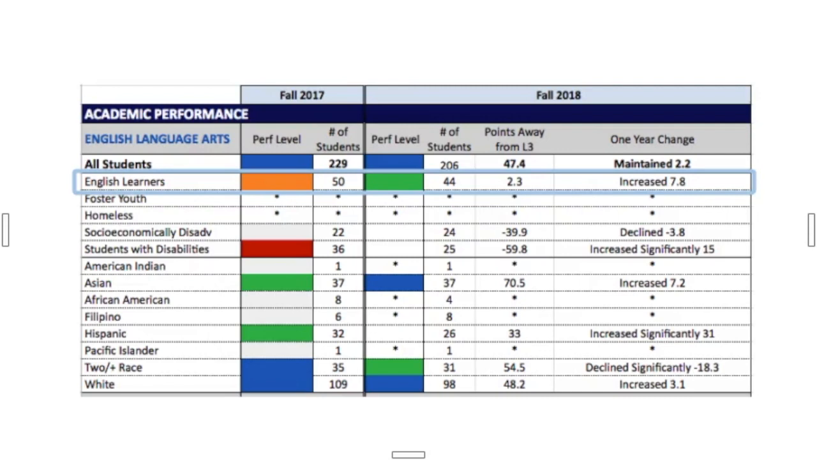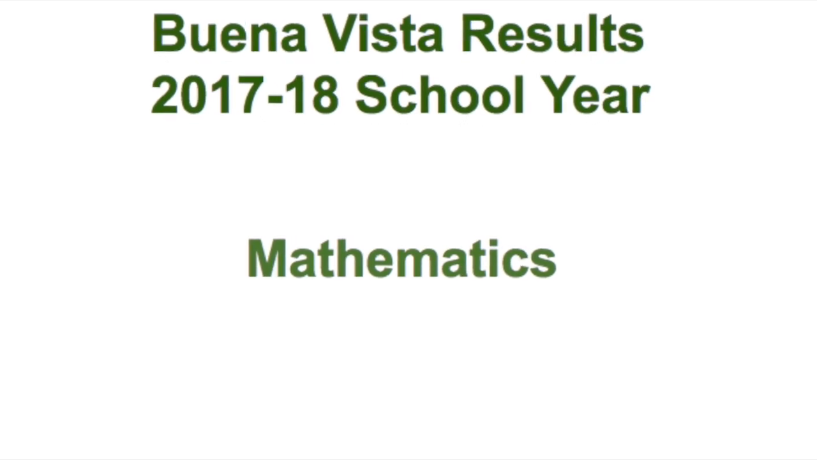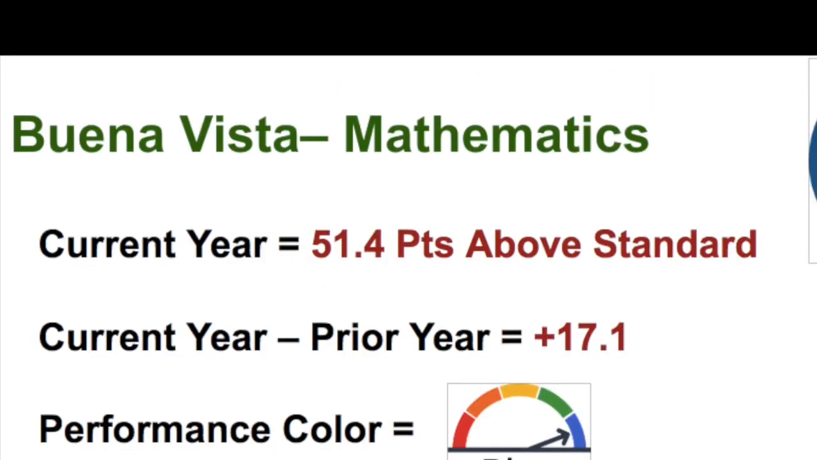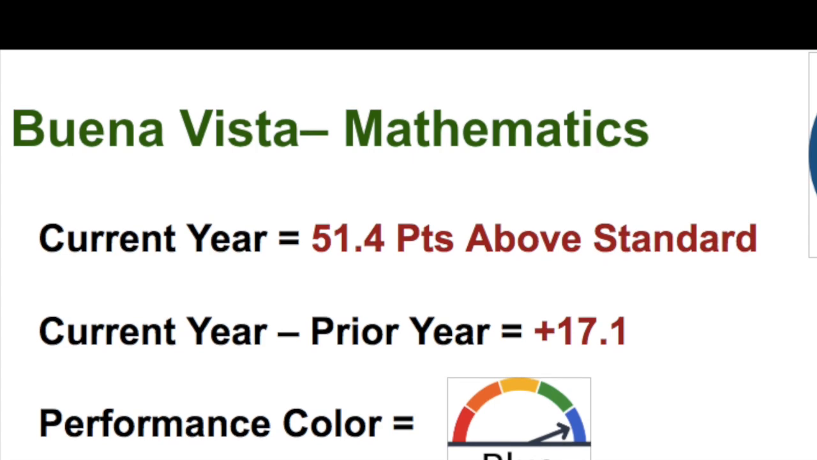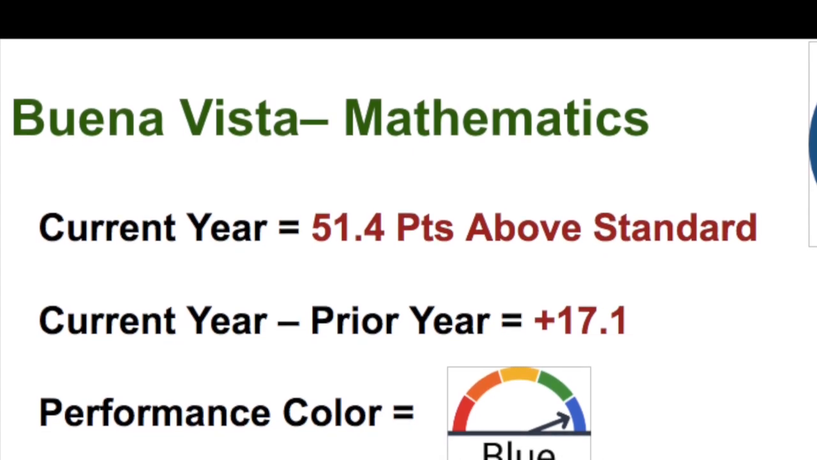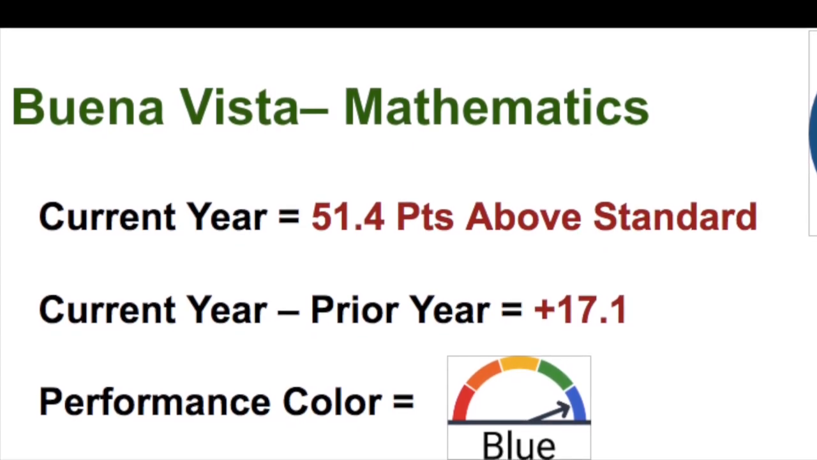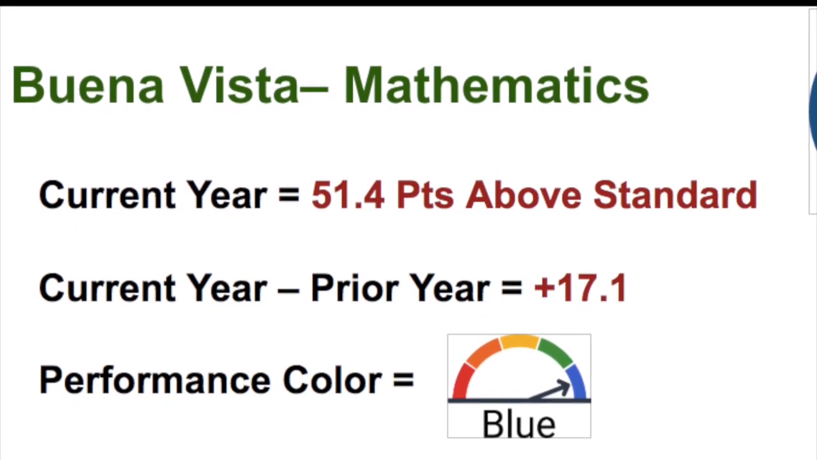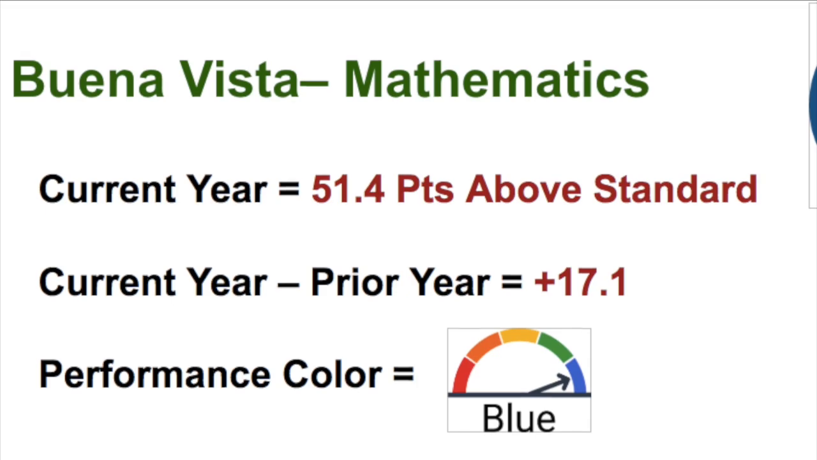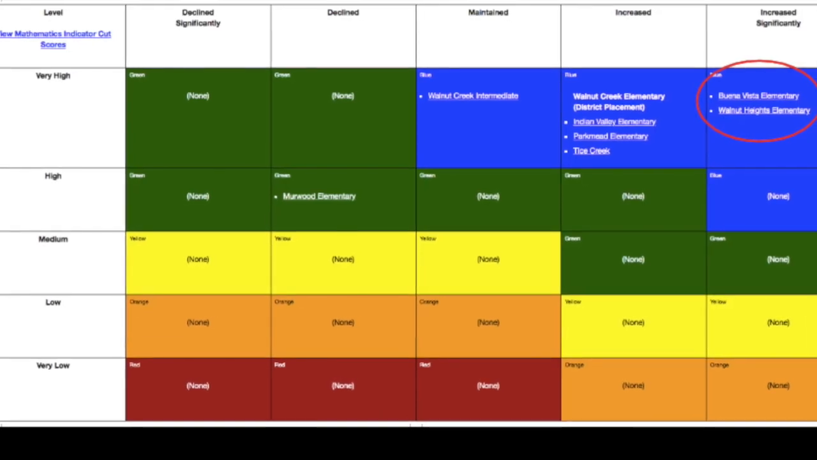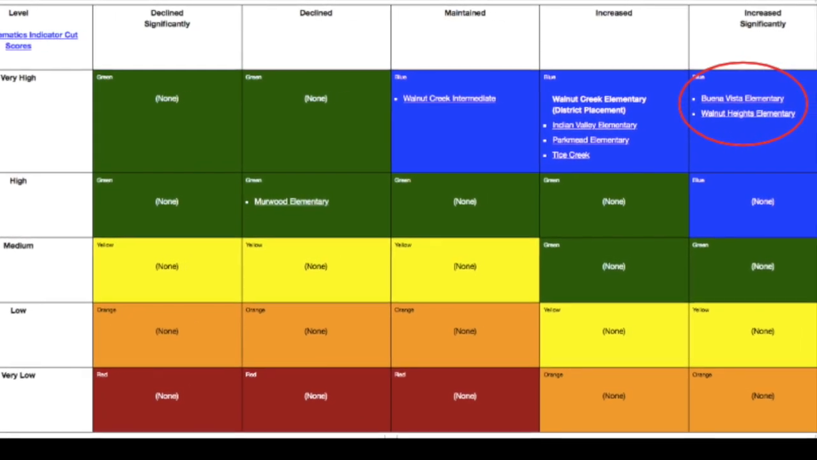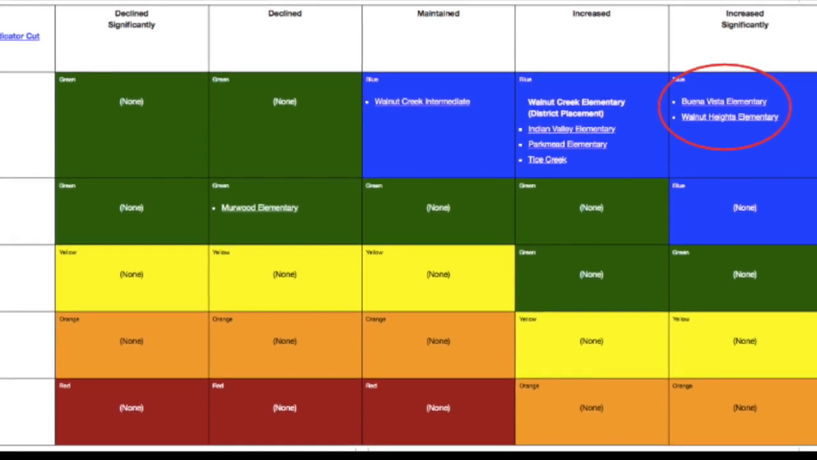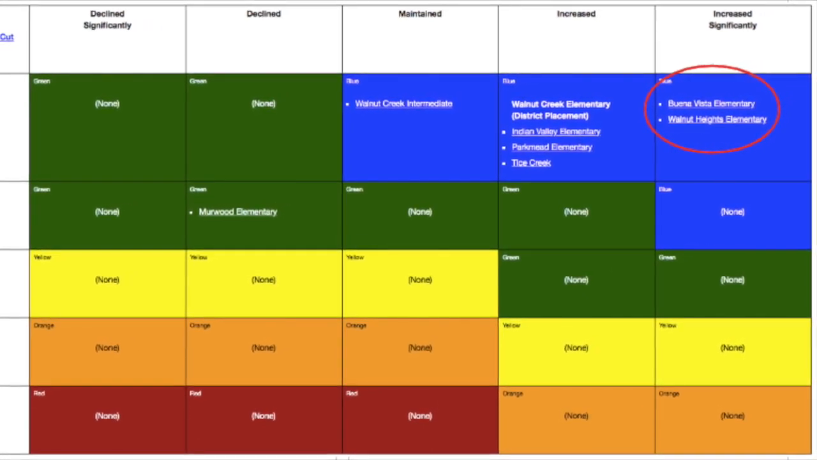Although we overall mostly maintained in English Language Arts, we made significant improvements in mathematics. Our current year score puts us at 51.4 points above the standard. That's a 17.1 increase over last year, and that puts us in the blue performance color. In terms of the 5x5 grid, we are at the best possible position. We are considered very high, and we increased significantly as a school.